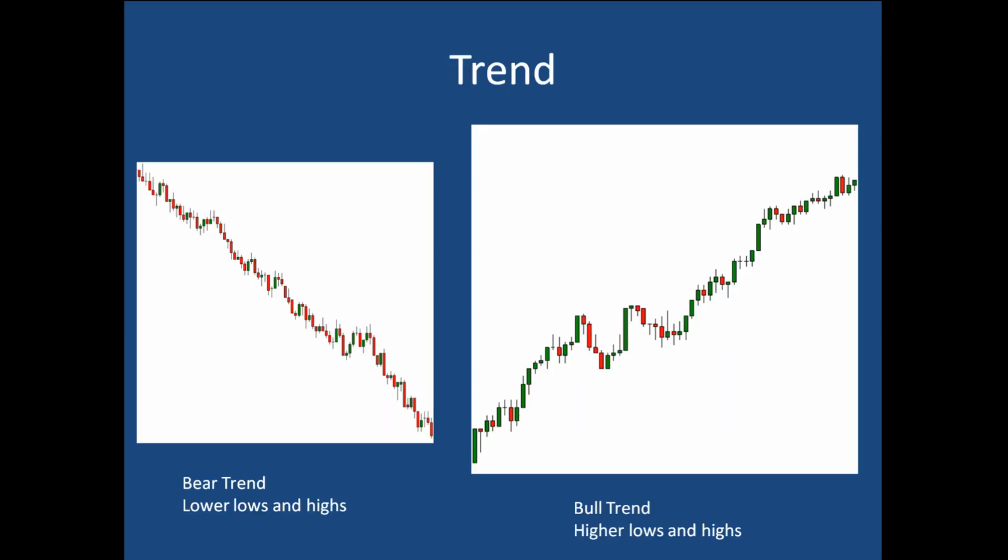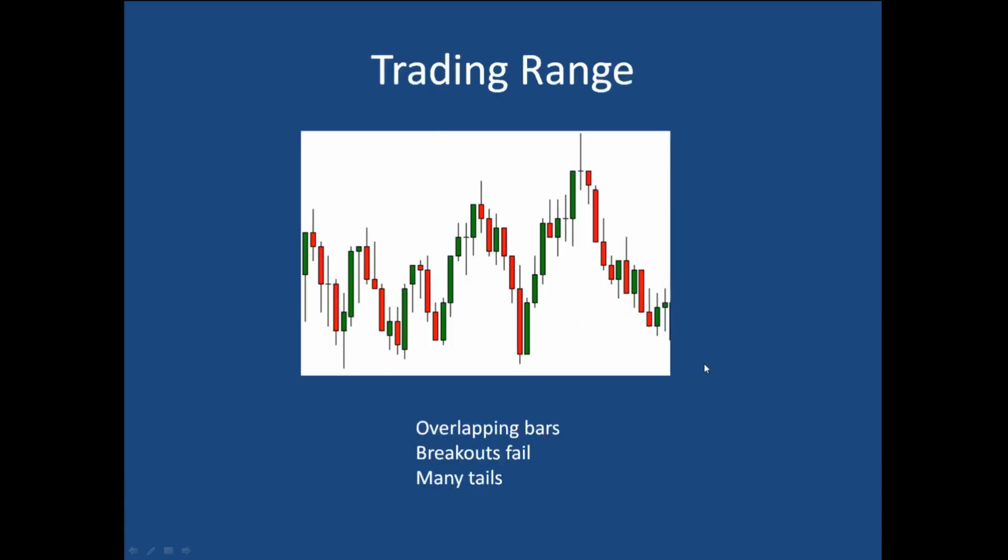So let's see a trend. This is a bear trend, bear meaning it's going down, and it has lower highs, lower high, lower high, lower high, and lower lows. A low, lower low, lower low. And this is a bull trend, meaning it's going up. So we have a high, a higher high, a higher high, a higher low, a higher low, a higher low. And this is a trading range. Lots of overlap.